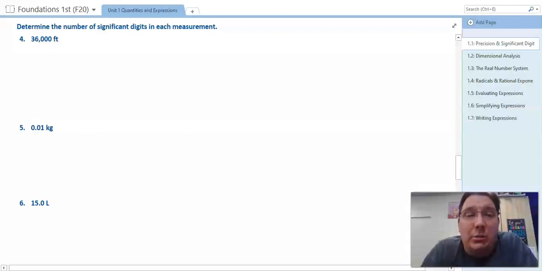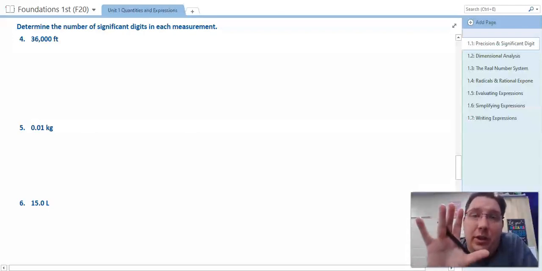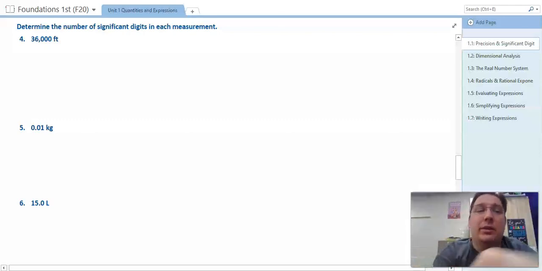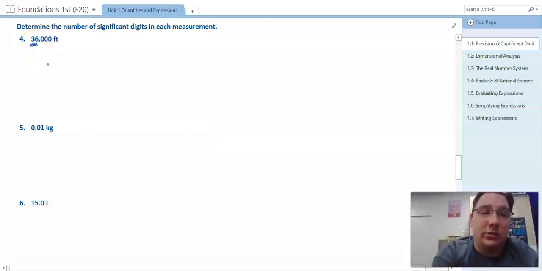All right, so let's look at number 4, 36,000 feet. What is significant here? Well, the zeros at the end are not significant. That goes to case number 5, right? So the zeros at the end of a number that doesn't have a decimal, all those zeros at the end are not significant. And so this only has the 36, right? This will be 2 significant digits.